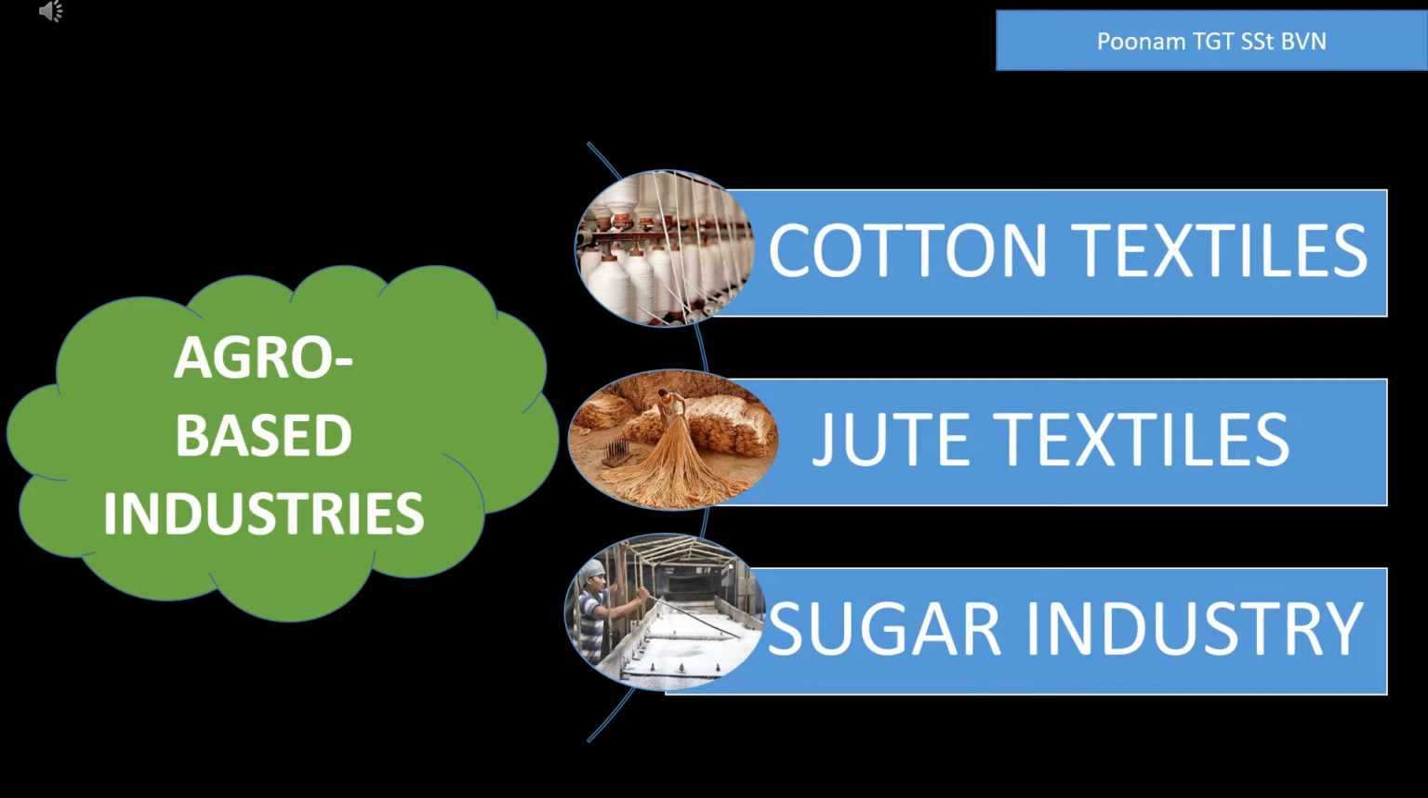Let us start with today's topic, agro-based industries. Agro-based industries are those industries which use agricultural products as their raw material. For example, we have cotton textiles, jute textiles, sugar mills, silk textiles, woolen and edible oil. According to class 10th NCERT, we are going to focus on only three types of agro-based industries, that is cotton textiles, jute mills and sugar industries.